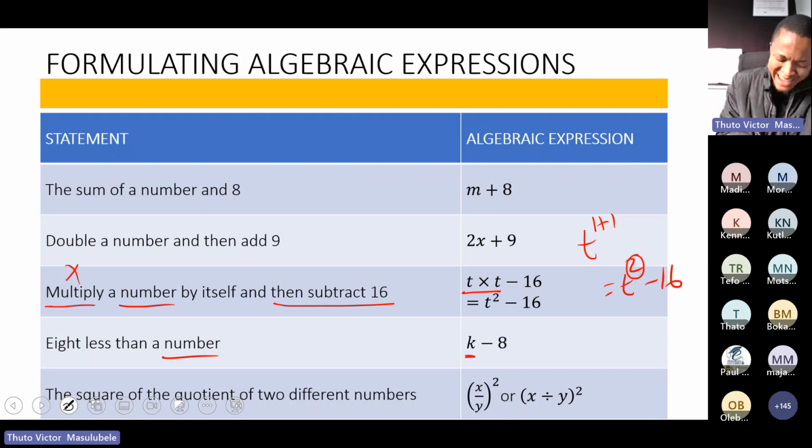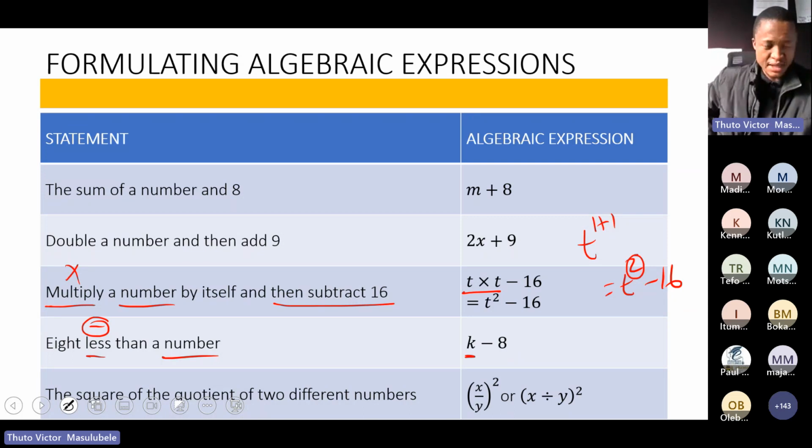Now, what do we want? We want 8 less than that number. So whatever that number is, we need to subtract 8, because less goes hand in hand with subtract, which is the correct operation sign that we use. Hence, we have K minus 8 or T minus 8 or X minus 8. Could be any letter of the alphabet.